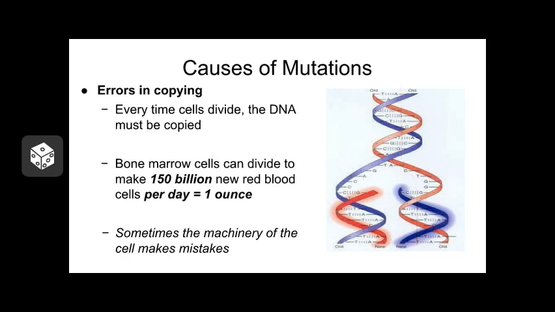Think about this. Bone marrow cells make red blood cells by dividing. They can divide as many as 150 billion times a day to make a new ounce of blood. So within those 150 billion times, and think about the 8 billion letters they're copying each time, there's a lot of potential for making mistakes.